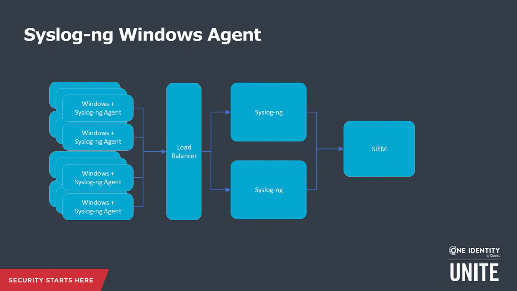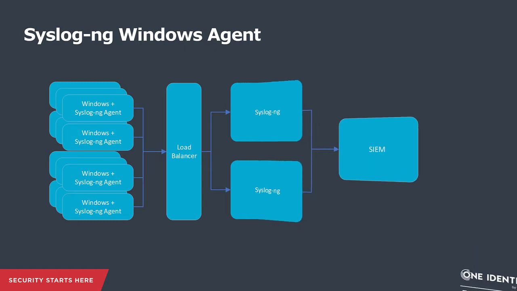And then on the Syslog NG PE servers themselves, we can parse, filter, reformat, and route those messages to any number of final destinations. So whether you're sending to Splunk, QRadar, Elastic, Kafka, or cloud destinations like Google PubSub, Stackdriver, or Azure Sentinel, we've got you covered.